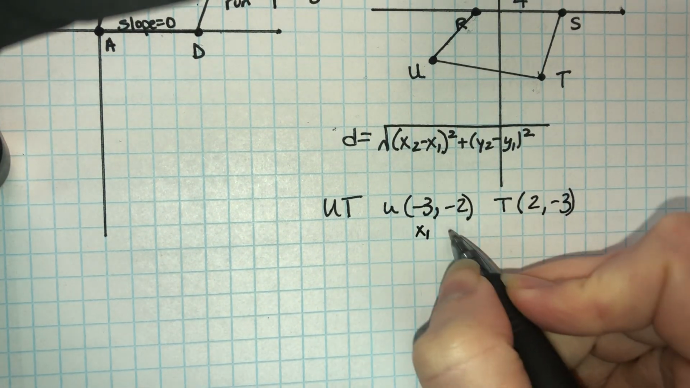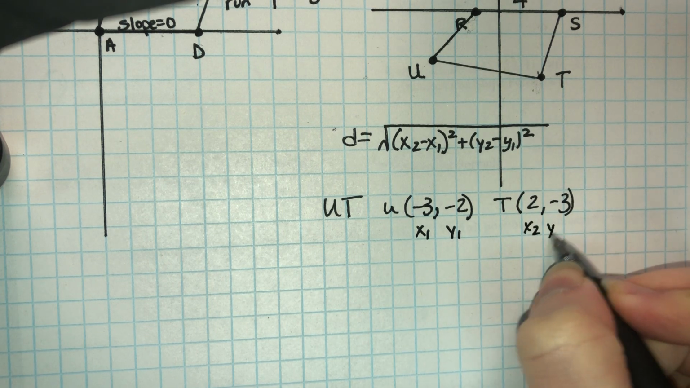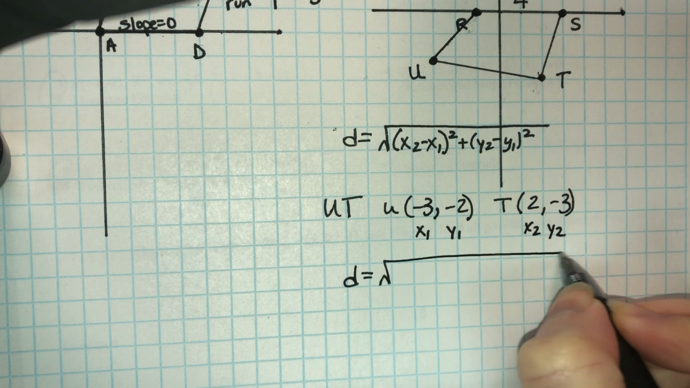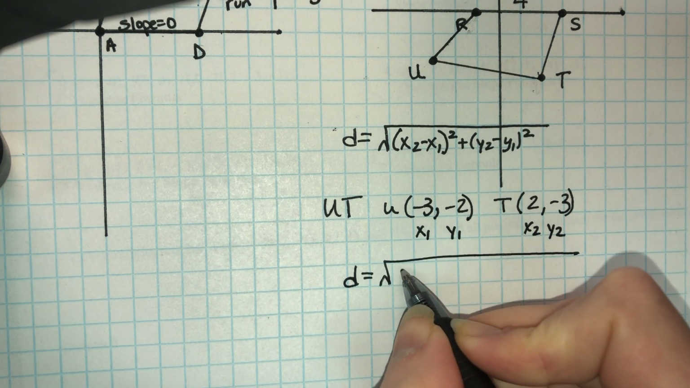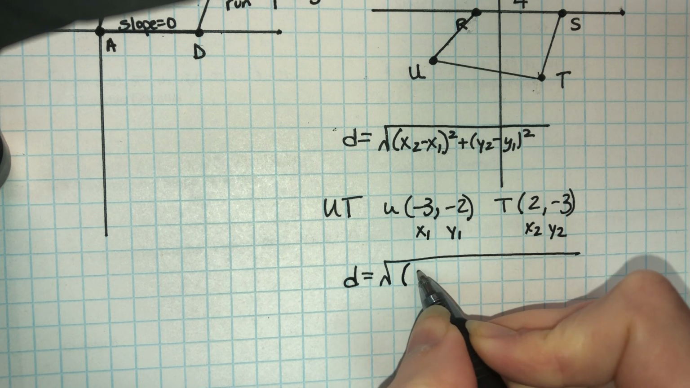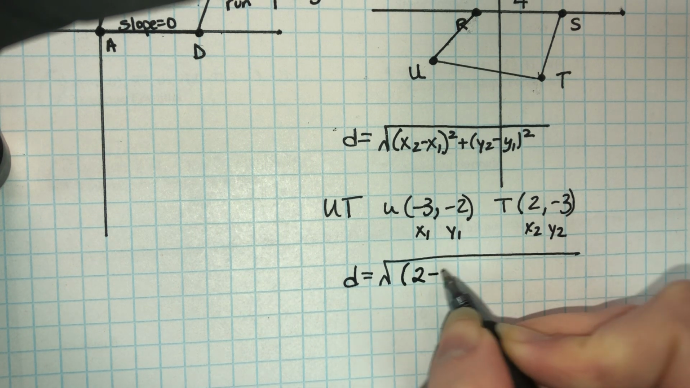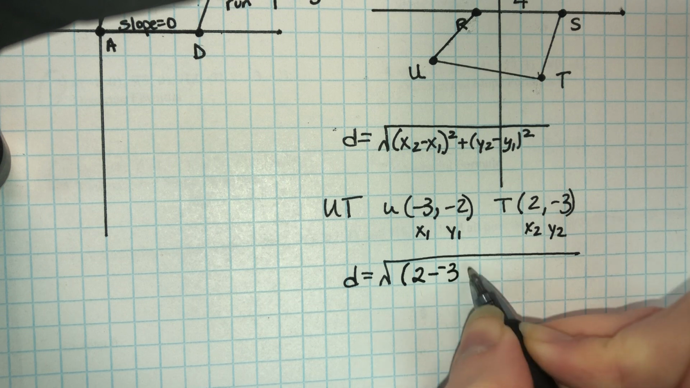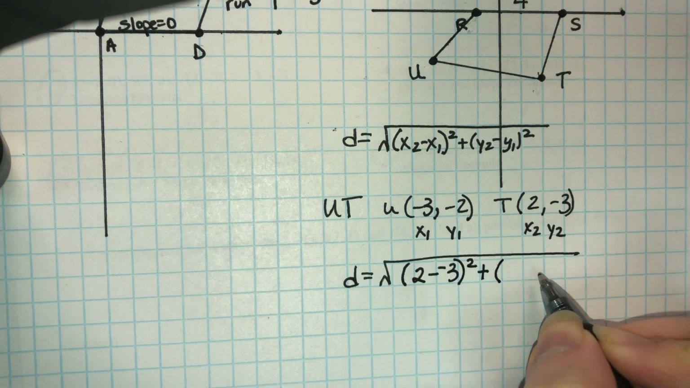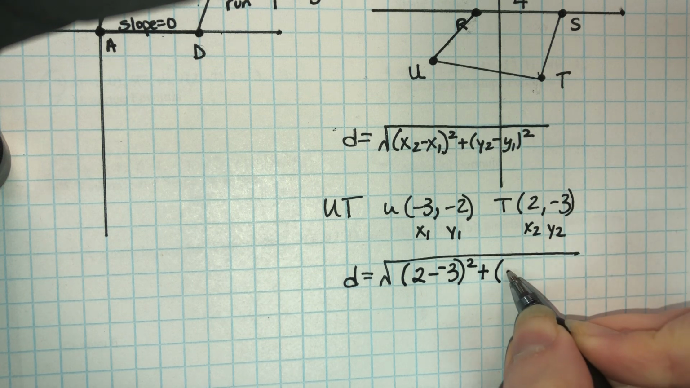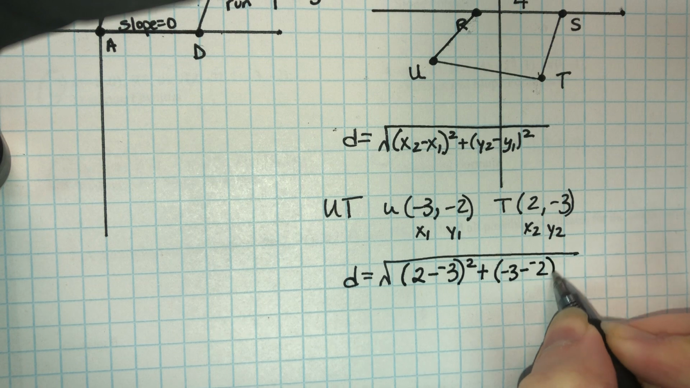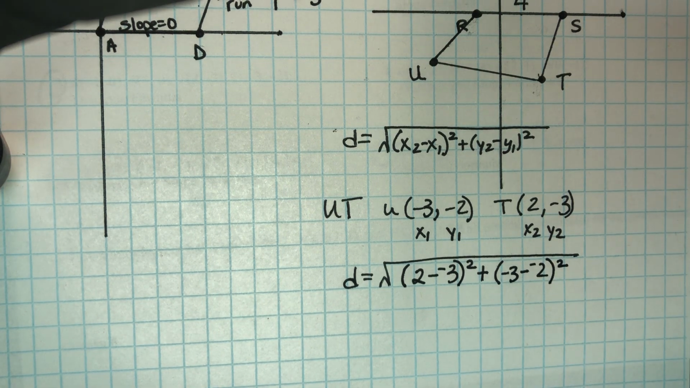So we will label them x1, y1, x2, y2, just the same as we always do. And then we're going to find the distance by using the formula. So the big long square root with, in parentheses, x2, which is 2, minus x1, which is negative 3, squared, plus, in new parentheses, y2, which is negative 3, minus y1, which is negative 2, squared.